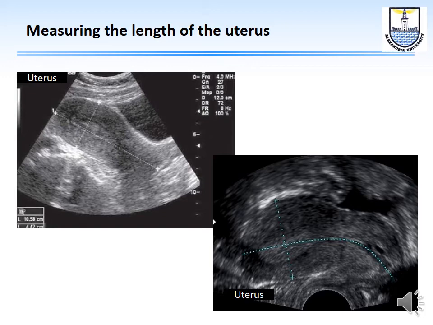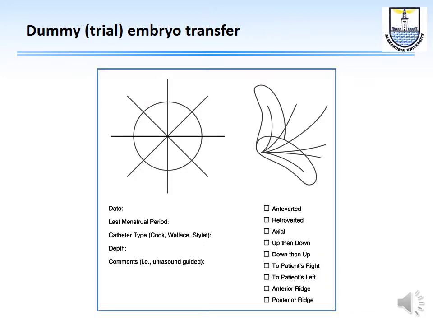Again, we know the direction of the uterus. Is it anteverted? Is it retroverted? And so on. We could have done this before, but of course the uterus can change position, particularly if the bladder is full or the rectum is full and so on. Then, as I said, we could have done a dummy embryo transfer before, which will tell us the direction of the uterus and again the direction of the cervix itself.